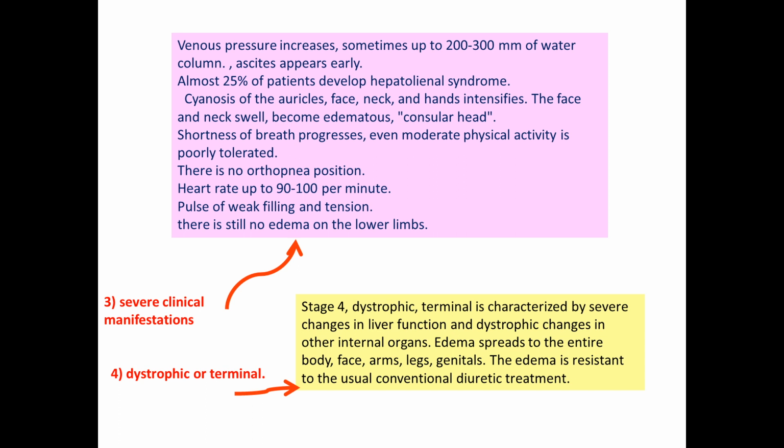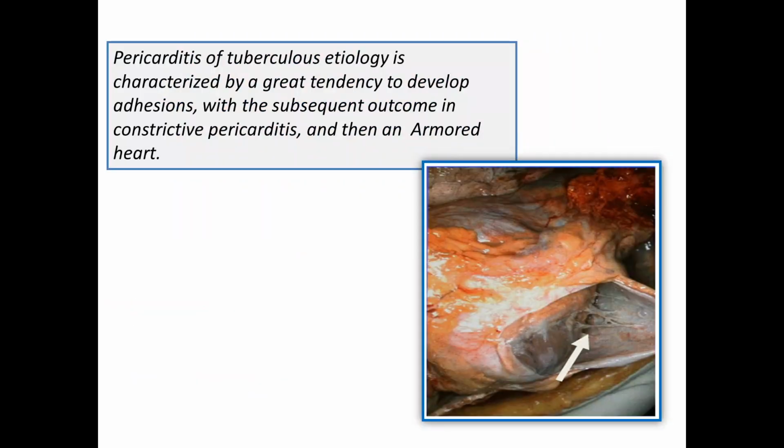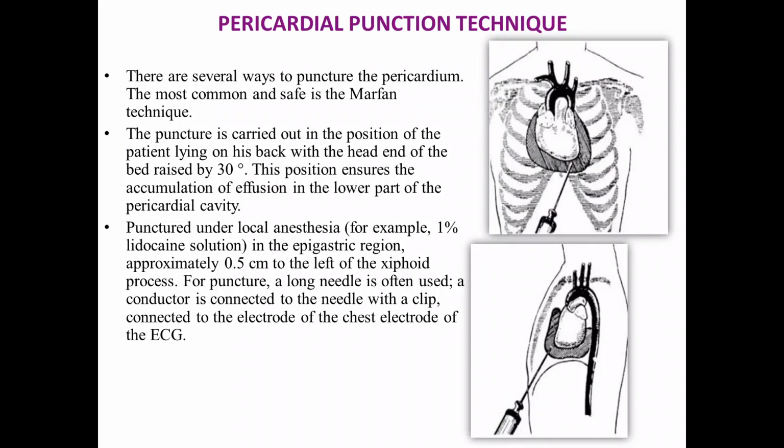is characterized by severe changes in liver function and dystrophic changes in other internal organs. Edema spreads to the entire body, face, arms, legs, and genitals, and edema is resistant even to the usual conventional diuretic treatment. Pericarditis of tuberculosis etiology is characterized by a great tendency to develop adhesions, with the subsequent outcome in constrictive pericarditis and then in an armored heart.